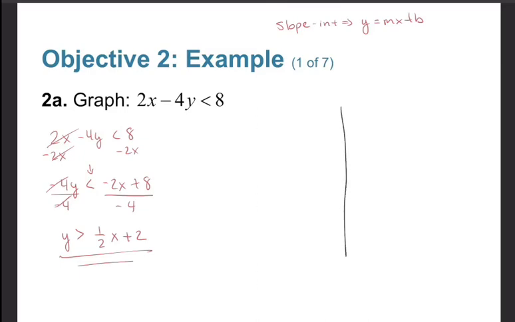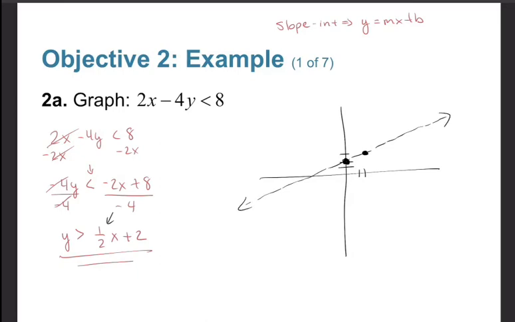So now I'm going to do 0, 2, and that's going to be my first point. Then the slope is telling me to go up 1 and 2 to the side. So that's my second point. This does not contain an equal sign anywhere, so we're going to have a dotted line.